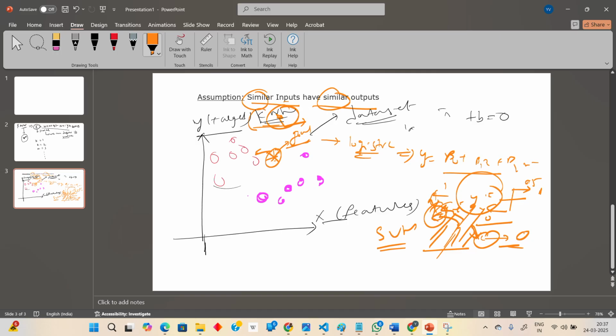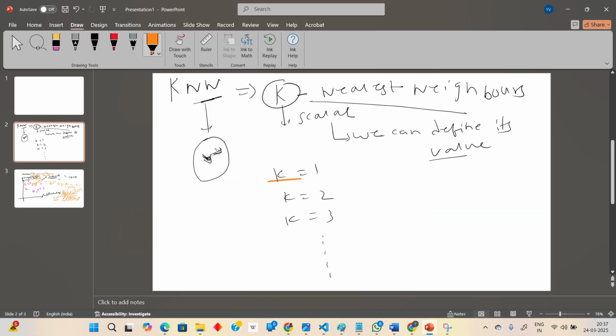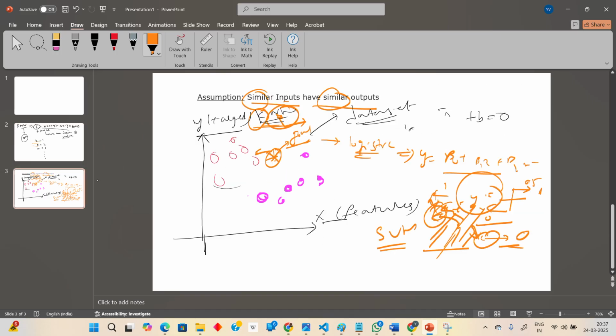So what we'll be doing is, K is a number. I already mentioned K is a scalar, which is defined in this slide. You can see K is equal to either 1, 2, 3, something like that. So now let us consider K is equal to 3.